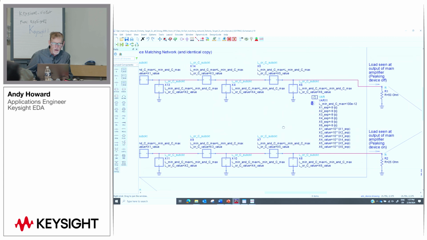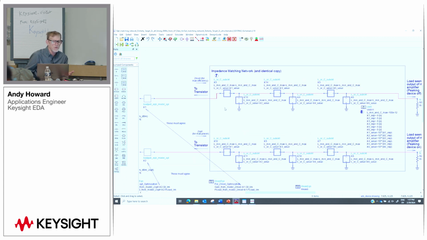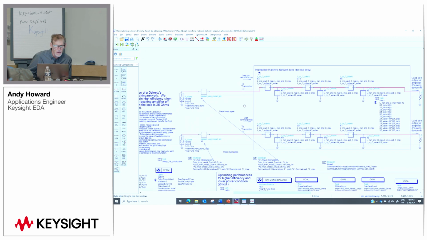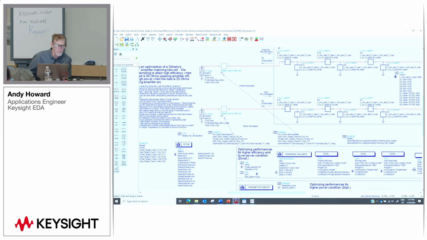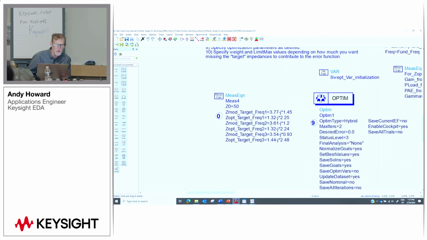Then these are elements that could be either an inductor or a capacitor, and they can change on the fly during the optimization. So this gives us a little bit more flexibility in terms of matching network configuration. And I'm specifying target impedances. We'd like to hit these target impedance values. These are from looking at a previous ADS data display at different frequencies.